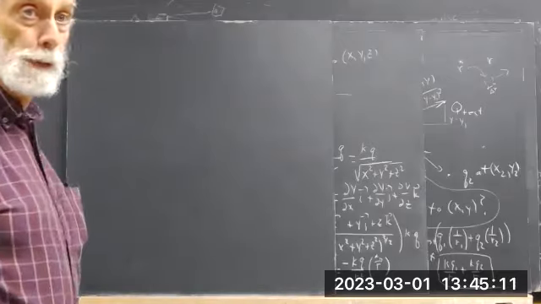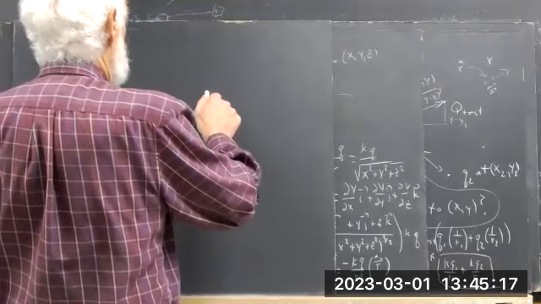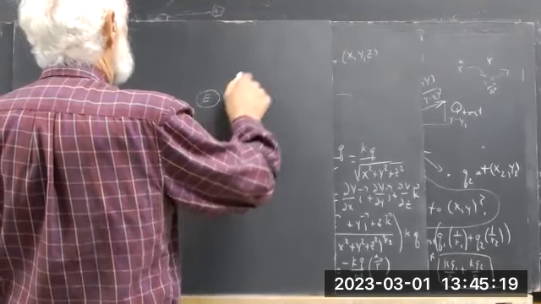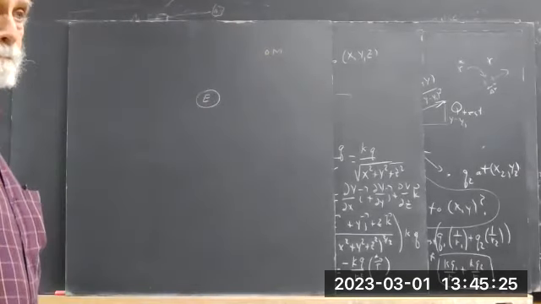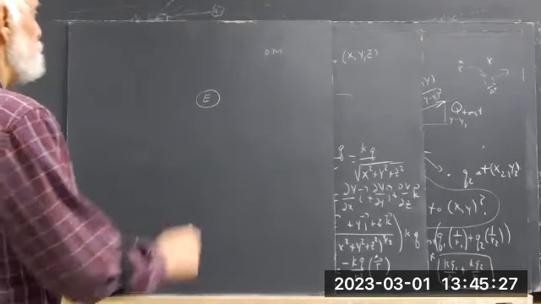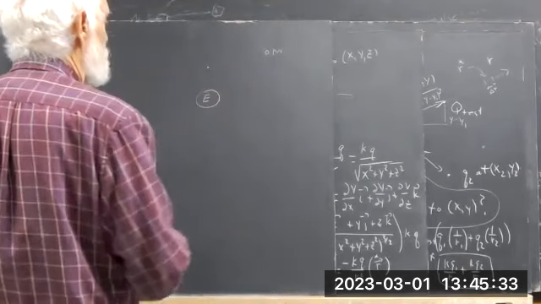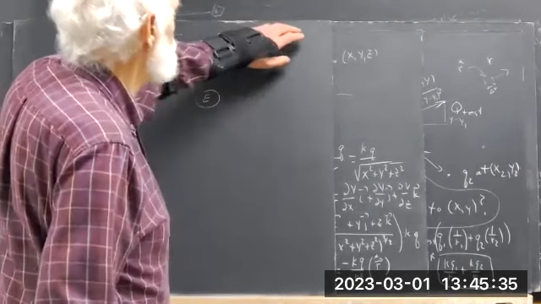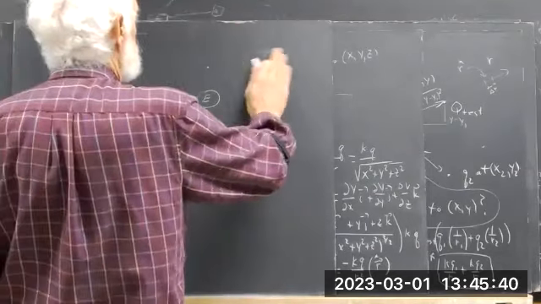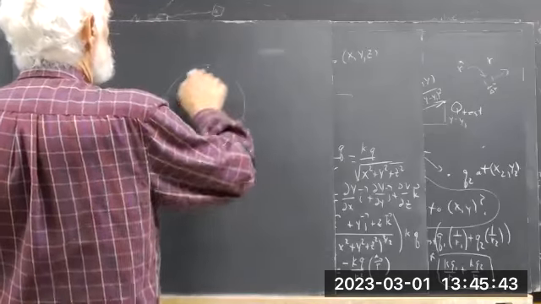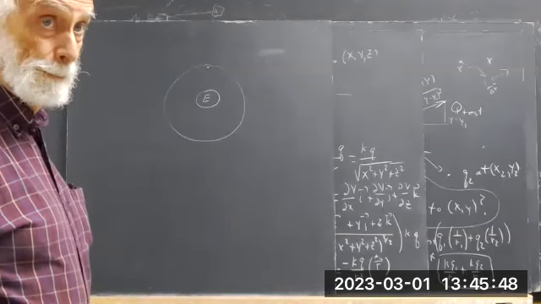I'm going to go back to the Earth and the Moon, for an analogy that's maybe easier to understand, but maybe not. Let's see. This is the Earth, and this is the Moon. I have a satellite here. Well, if the Moon isn't there, the satellite would follow a circular orbit.